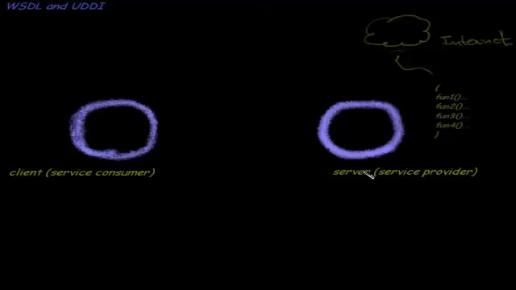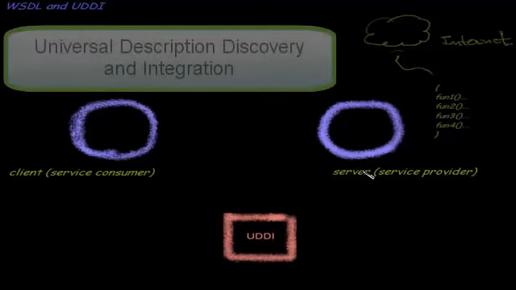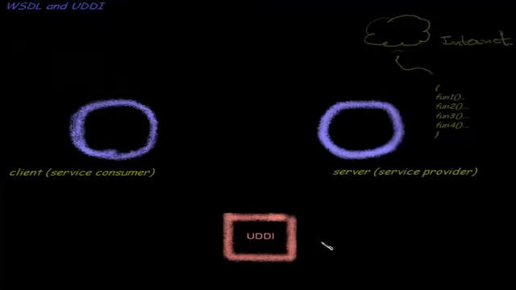And second is, there is an entity called UDDI on the internet. It's a directory on the internet where all service providers who want to publish their web services on the internet would first need to register the web service with UDDI using WSDL. So here is how it goes. First of all, service providers register their web services with UDDI using their WSDL files.